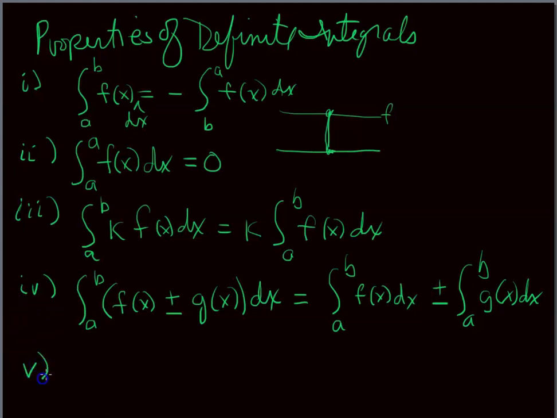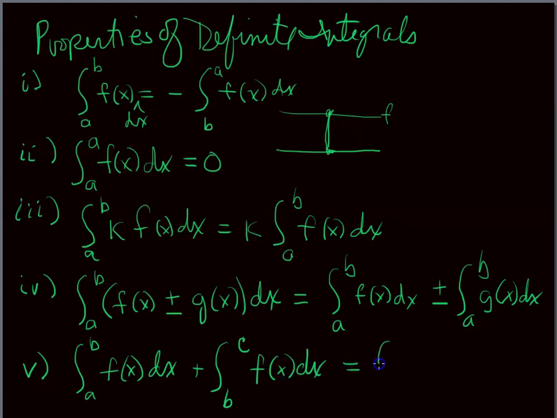Rule 5. The integral from a to b of f of x dx plus the integral from b to c of f of x dx. These functions are the same. You can put that together and just do the integral, skip the b, go from a to c of f of x dx. Those are the first 5. There's a couple more, so you might want to write these down.